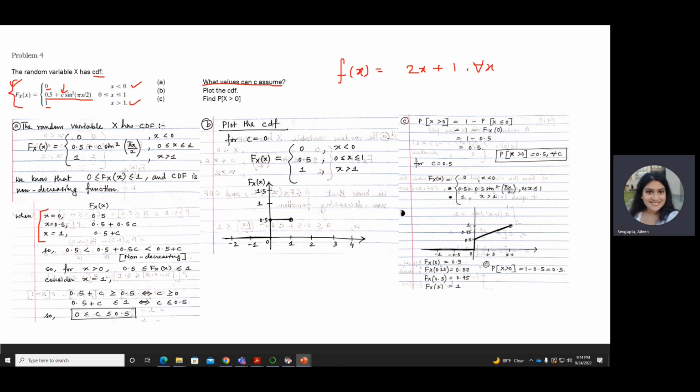That's for 0.5. For x equals 0, this is obviously 0. Sine 0 is 0, so for 0.5, you have 0.5c. And for 1, you have 0.5 plus c, because sine 1 is 1. So now you have the range of values, right?